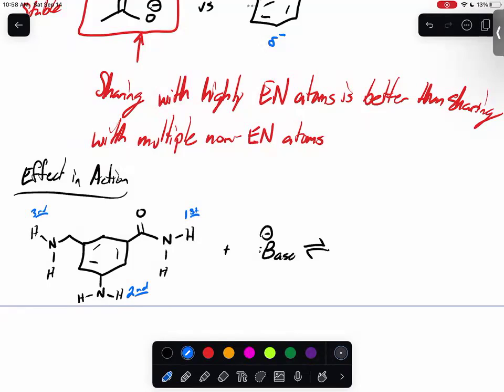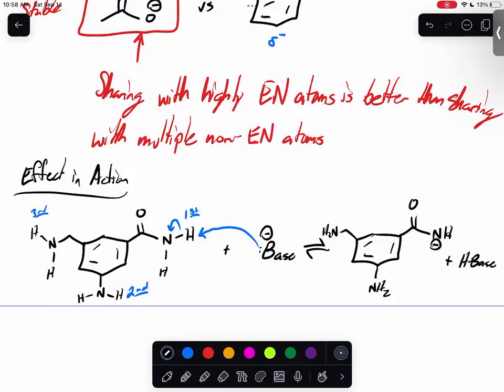And so with that being said, when we're looking at our acid base reaction that happens, it's going to deprotonate the most acidic proton that we had labeled there as first. And so we're going to end up with the NH minus, and then these other nitrogens are just going to have the protons that they originally had.